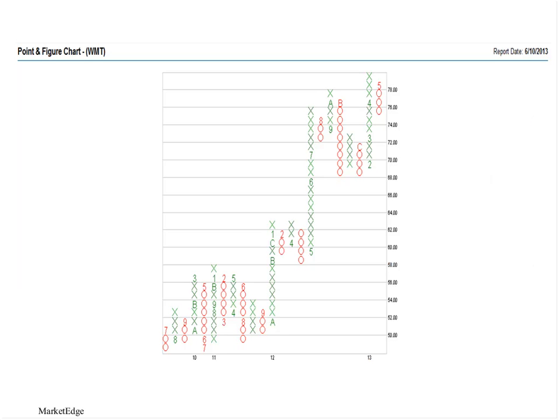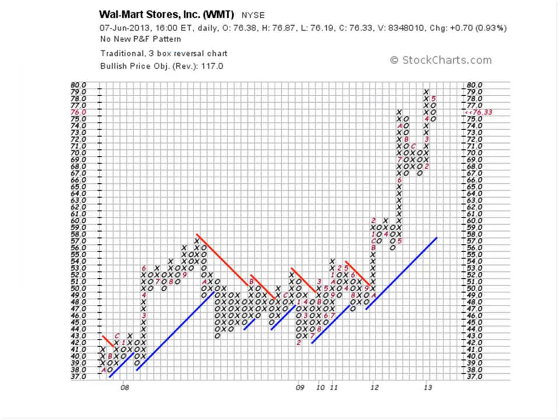Here is the same chart in Market Edge. You can go to marketedge.com and subscribe, and this is what their point and figure charts look like. All right, do I have another one? Here is Stock Charts. You can go to stockcharts.com and get free point and figure charts right here, like you see this. So there are multiple sources. You could go online and do a little Google search and find some good systems out there that give you point and figure charts.